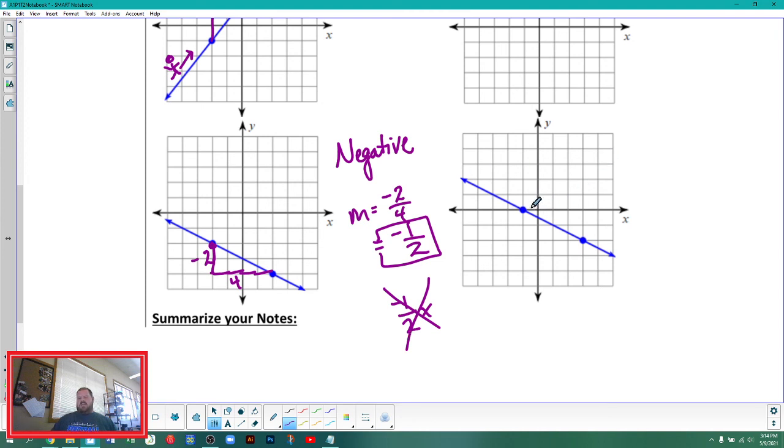Last but not least, looks kind of similar, but the line's definitely in a different spot. It's still a negative slope. It's in a different spot, but I still go down 2 and over 1, 2, 3, 4. So down 2 and over 4. That sounds like the same slope as before. So it's negative 1/2.